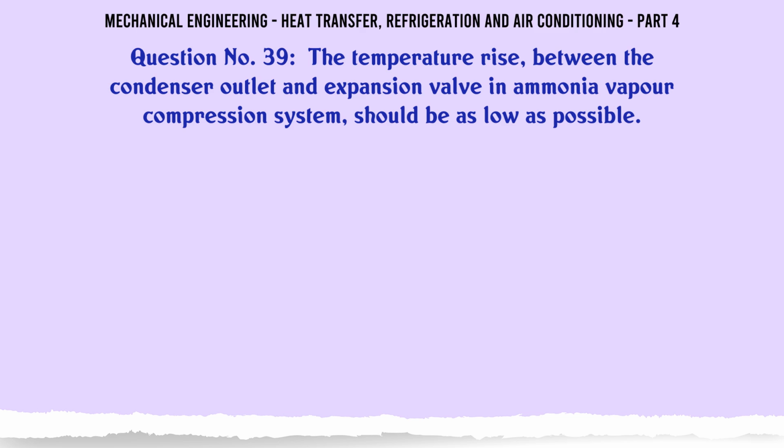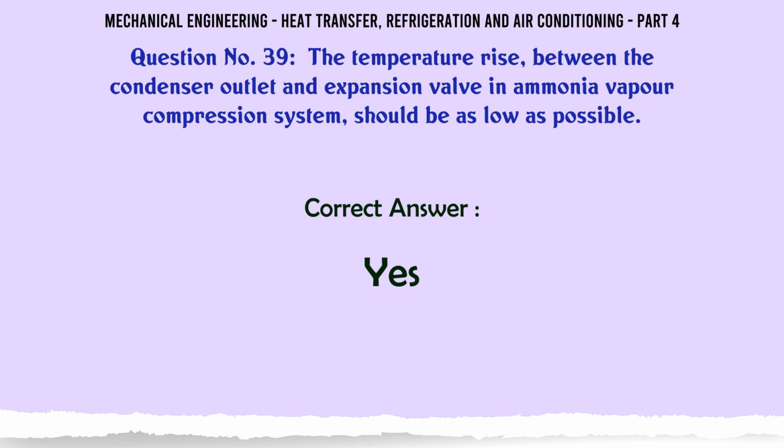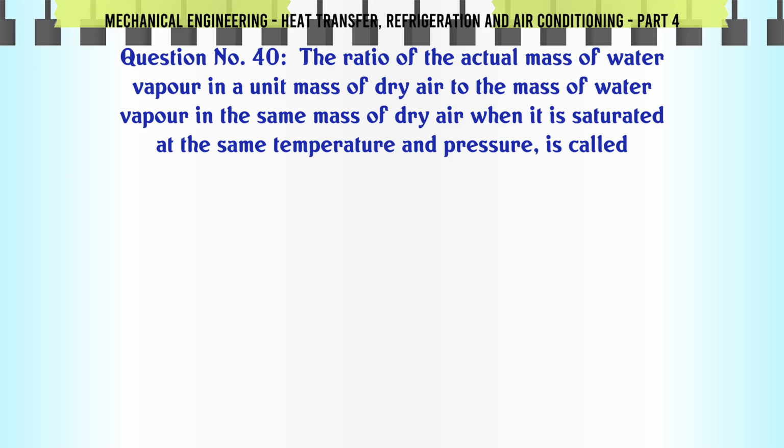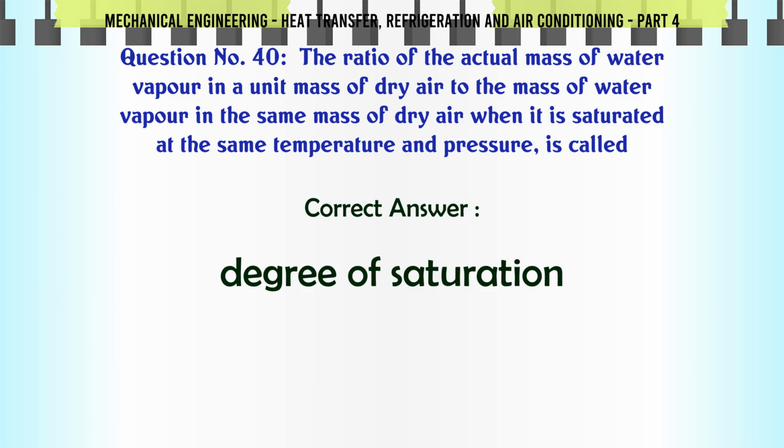The temperature rise between the condenser outlet and expansion valve in ammonia vapor compression system should be as low as possible. A. Yes. B. No. C. D. The correct answer is yes. The ratio of the actual mass of water vapor in a unit mass of dry air to the mass of water vapor in the same mass of dry air when it is saturated at the same temperature and pressure is called A. Humidity ratio. B. Relative humidity. C. Absolute humidity. D. Degree of saturation. The correct answer is degree of saturation.